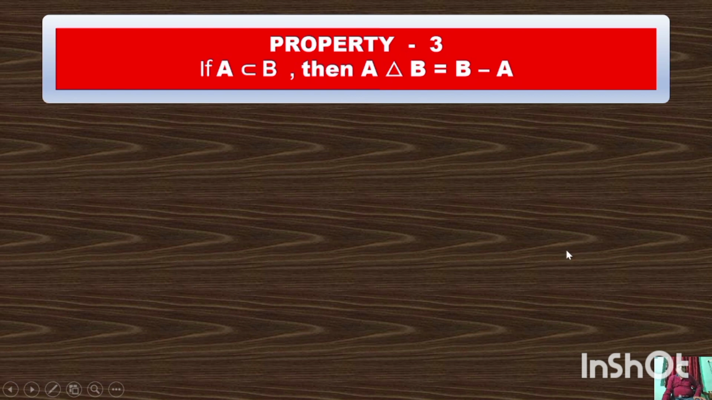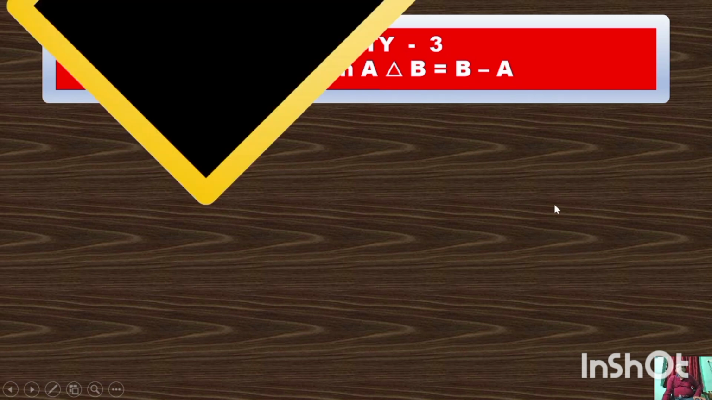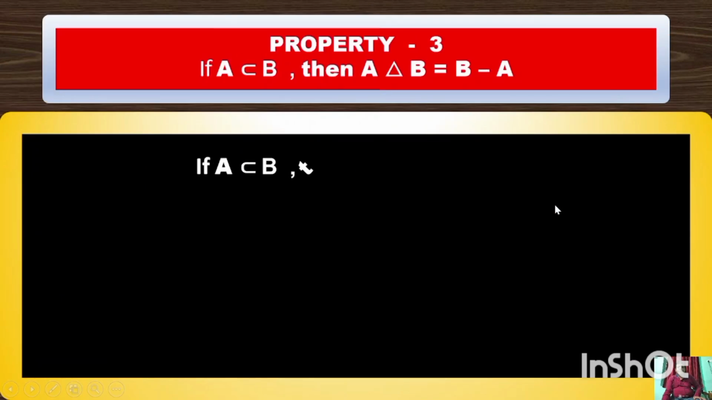See here, property 3 is, if A is a subset of B, then A delta B is equal to B difference A. Interesting property. If A is a subset of B, then A delta B is equal to B delta A. A is a subset of B means what? A delta B is equal to B difference A.